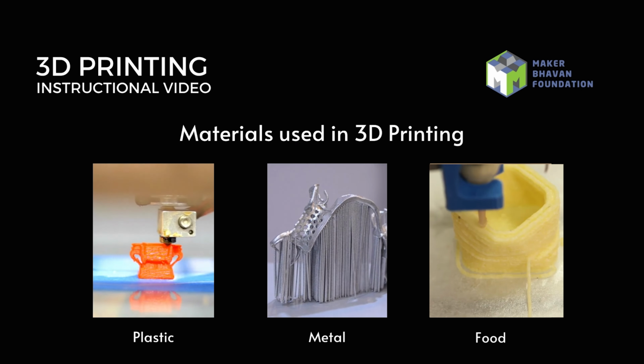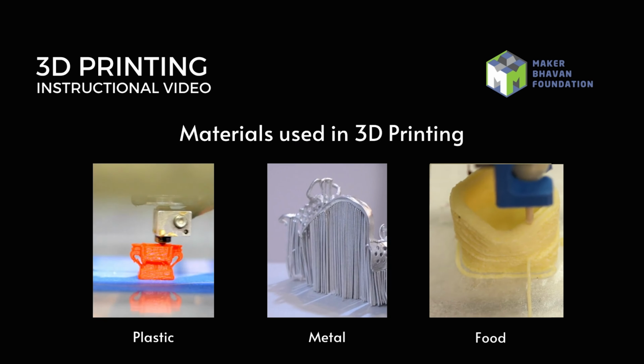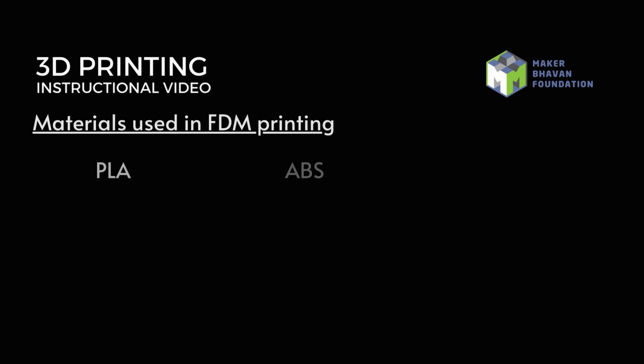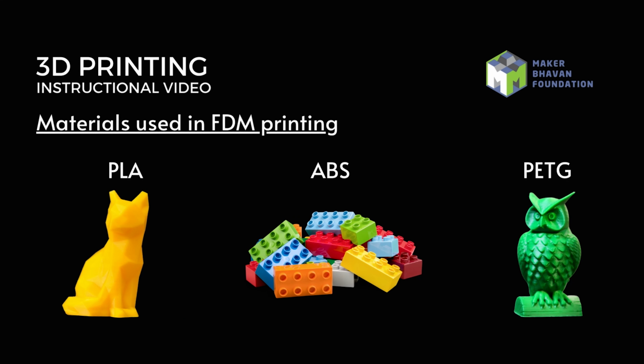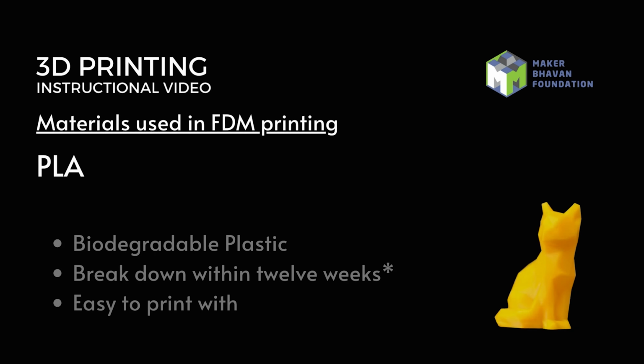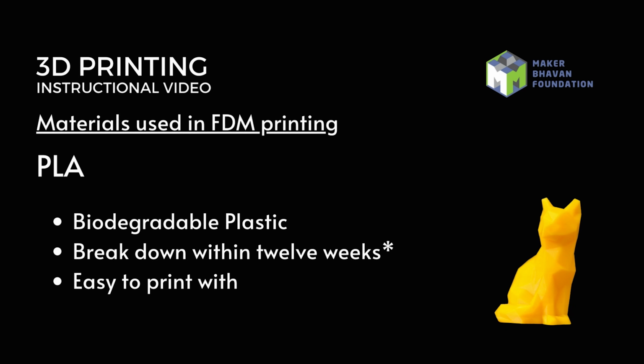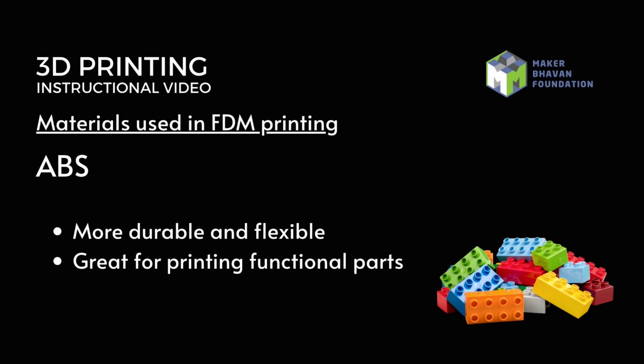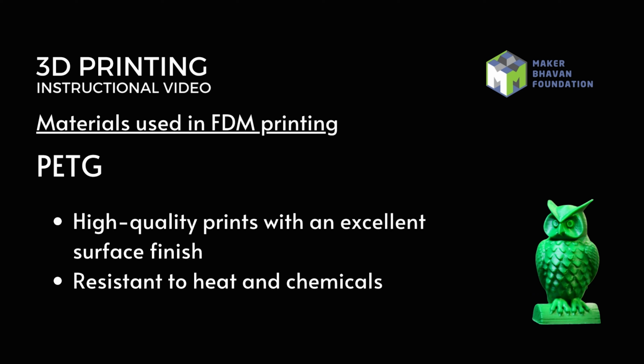There are many different types of materials used in 3D printing, including plastics, metals, and even food. Some of the most common materials used in FDM are PLA, ABS, and PETG. PLA is a biodegradable plastic under commercial composting conditions and will break down within 12 weeks. That's easy to print with, while ABS is a stronger plastic that's great for printing functional parts. PETG is a strong, flexible material that's resistant to heat and chemicals.